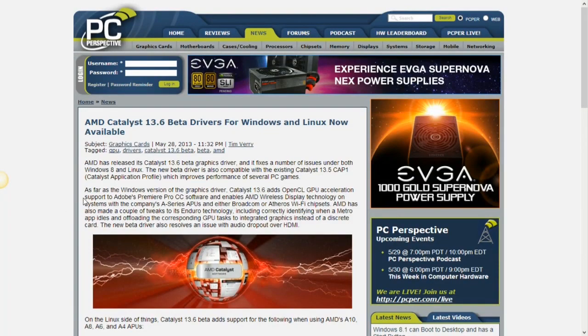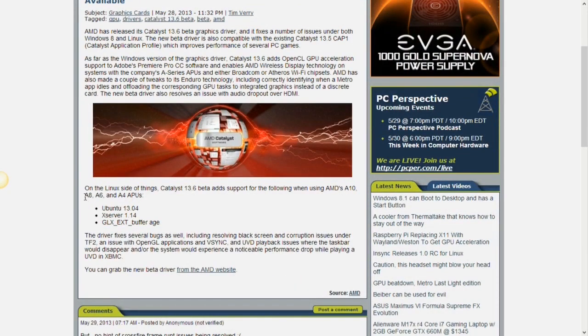If you have an AMD graphics card in your system, Catalyst 13.6 beta drivers were released today for Windows and Linux. Apparently, they add some support for AMD A10, A8, A6, and A4 APUs to Ubuntu, X Server and GLX EXT buffer age. Man, Linux is awesome. Apparently it's support for Broadcom and Atheros, wireless display stuff. That's pretty awesome. And so, yeah, it's Richland and Kabini support for these betas.